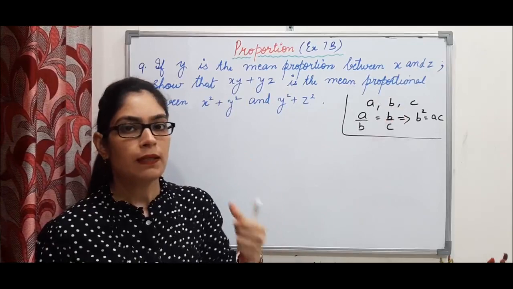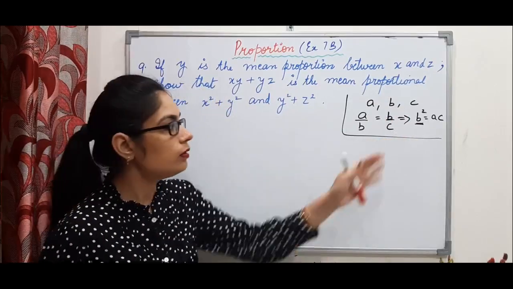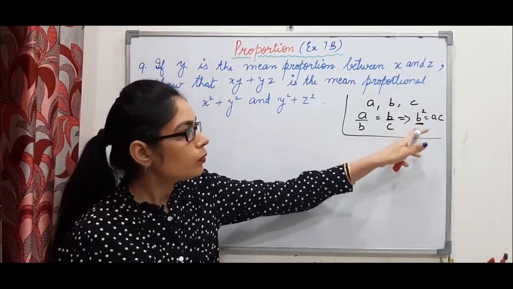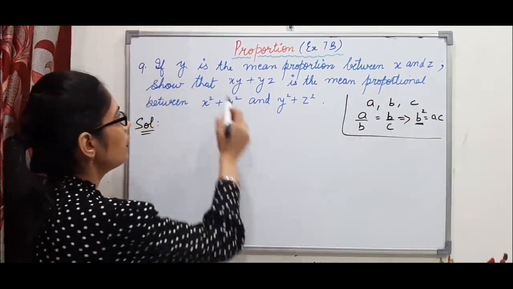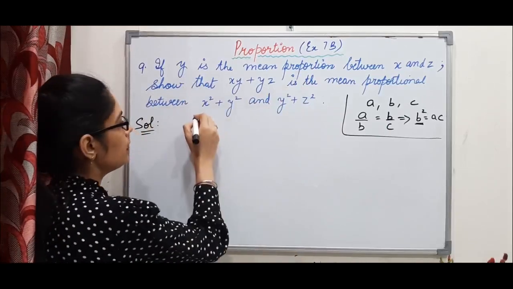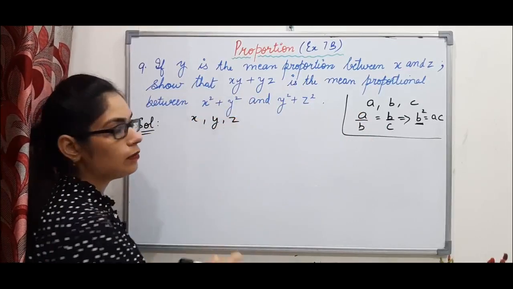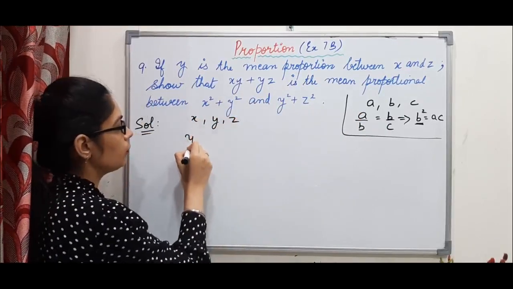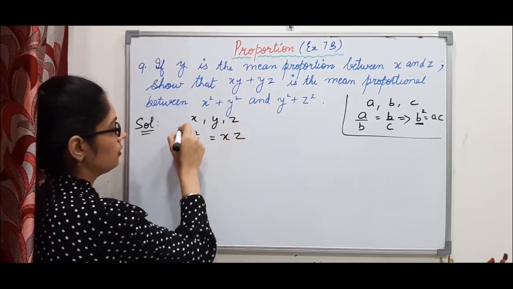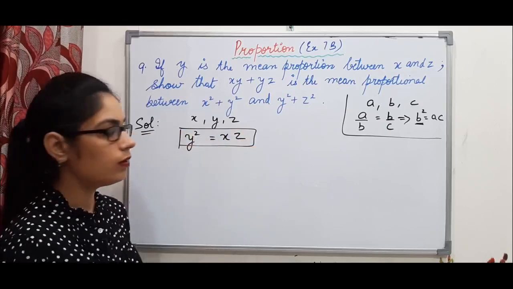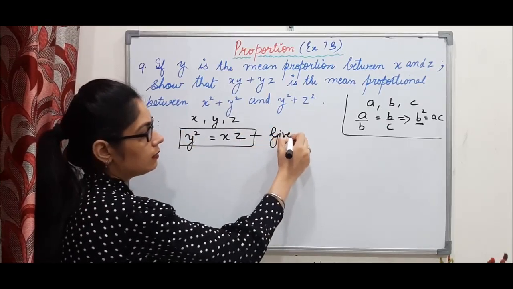So this word mean proportion we did there. Now b is the mean. So in continued proportion, the square of the mean proportion is equal to the product of the first and third proportion. In the same way here, y is the mean. Here the three numbers, instead of a, b and c, are x, y, z, and y is the mean proportion. So the square of the mean proportion is equal to the product of the first and third proportional. This thing is given to us, I can write it as given.